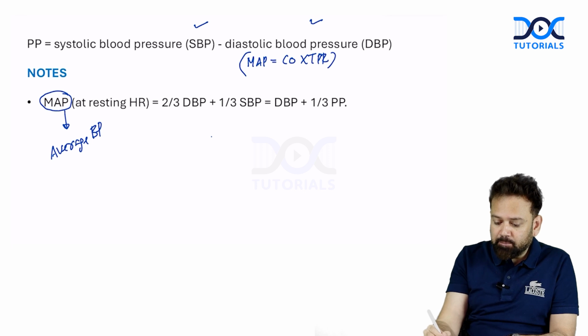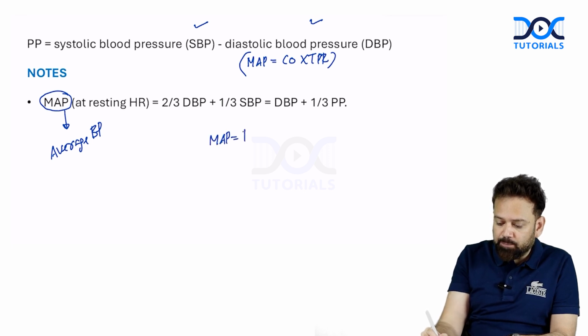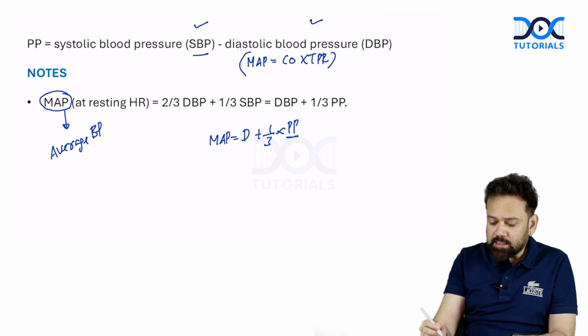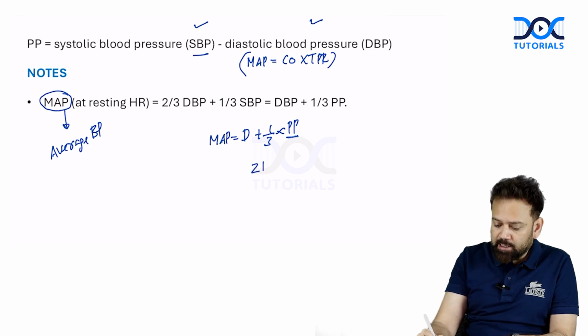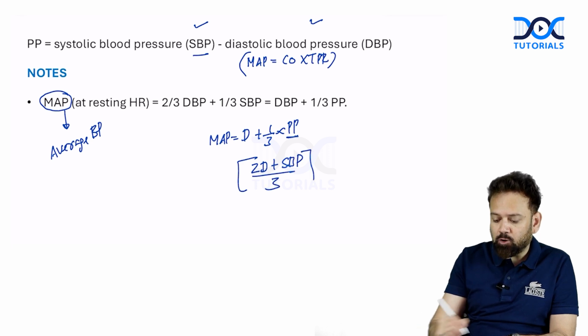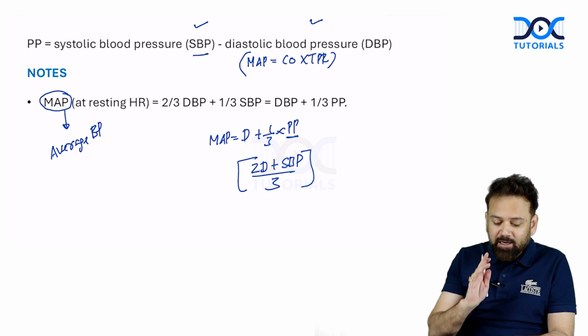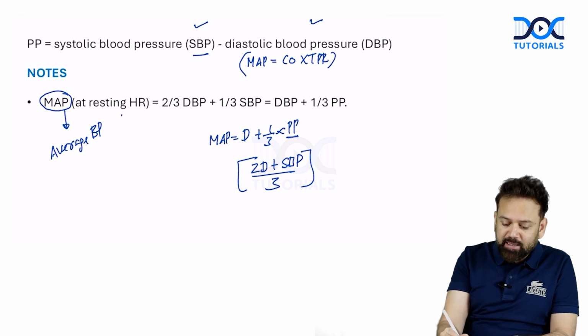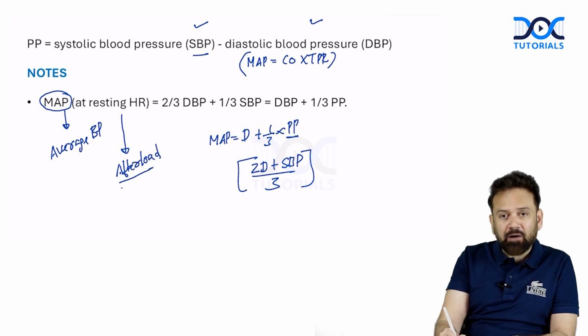Okay, and mean arterial pressure is equal to, you can see here, diastolic BP plus one third of pulse pressure. What is pulse pressure, doctor? Systolic minus diastolic. Or else you can write like that, 2 diastolic BP plus systolic BP upon 3. Sometimes they will ask you in this way also. You must know both the ways. And one of the most important things is that mean arterial pressure is the indicator of afterload. This is an indicator of afterload.